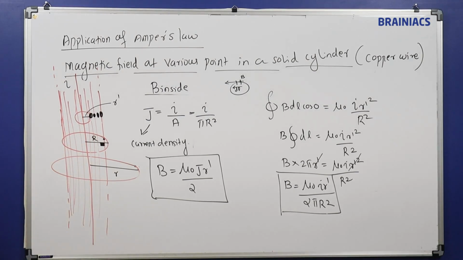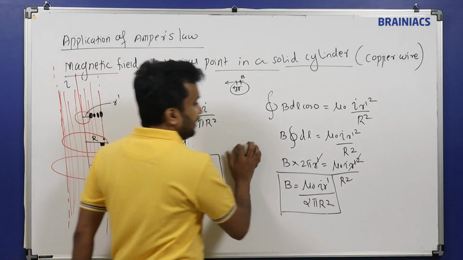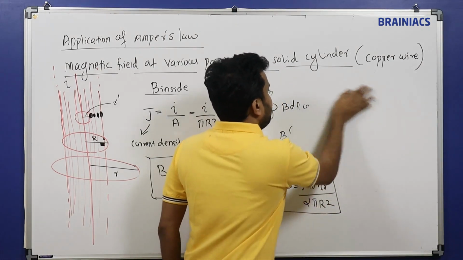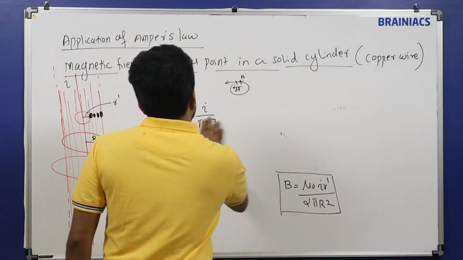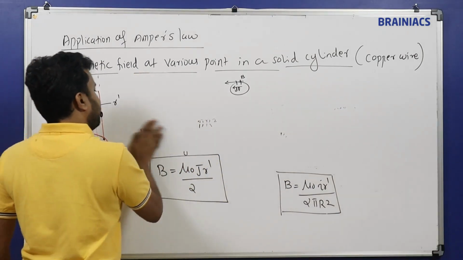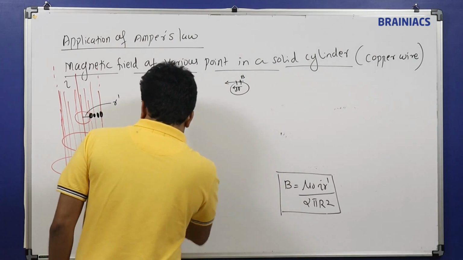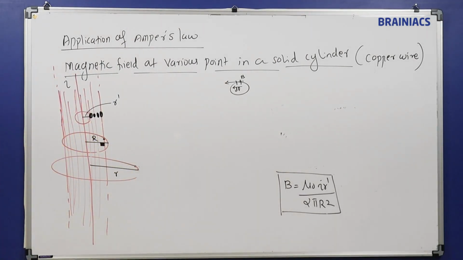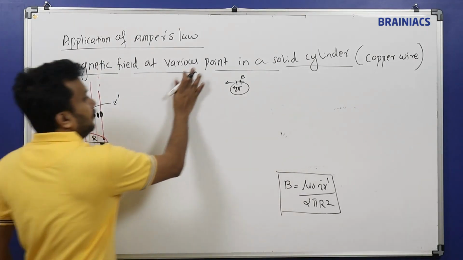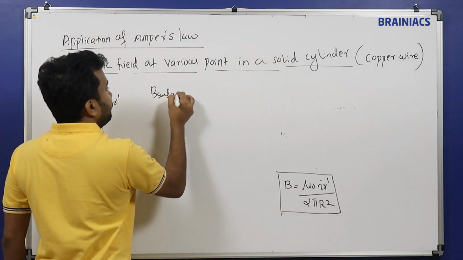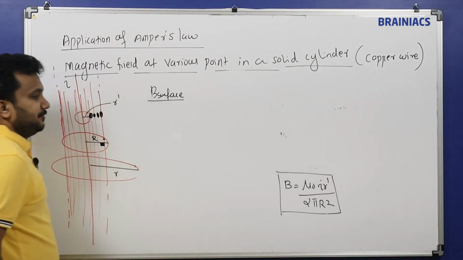So I have to continue from here. I will keep these equations. I need to do the rest of the derivations. So I understood the current density based formula for magnetic field intensity. Next I am going to find the magnetic field intensity at the surface of the conductor. Magnetic field at the surface.